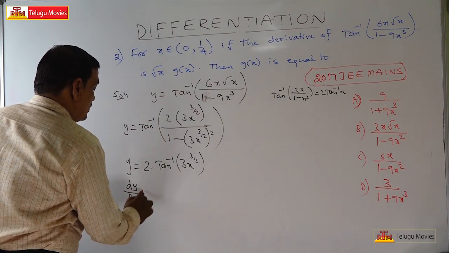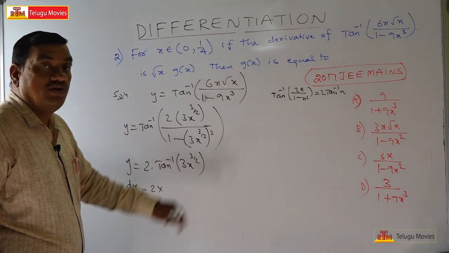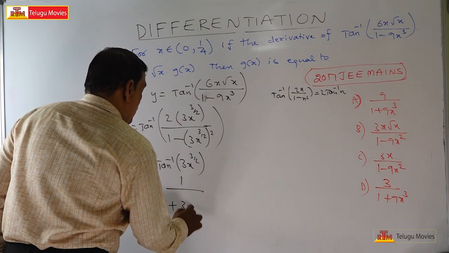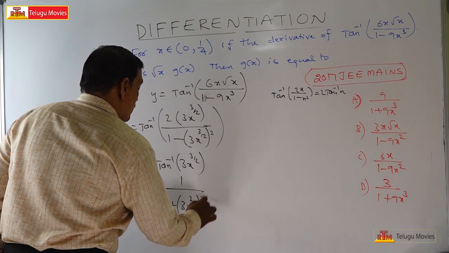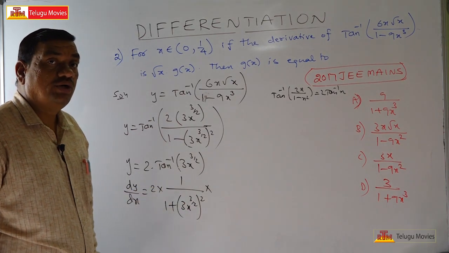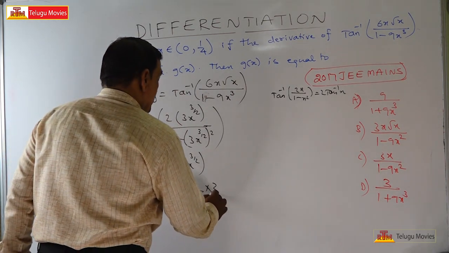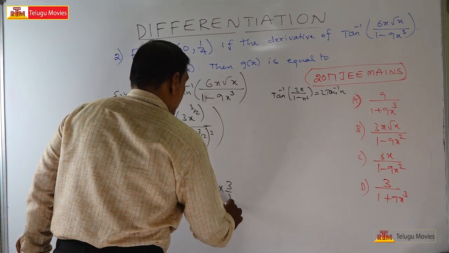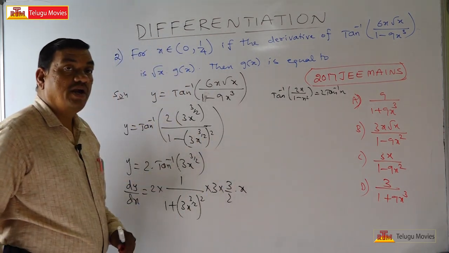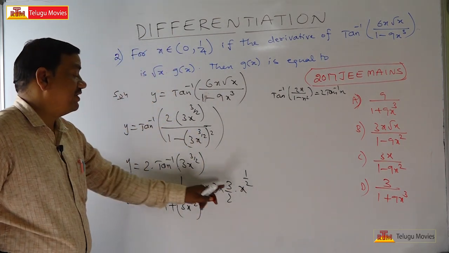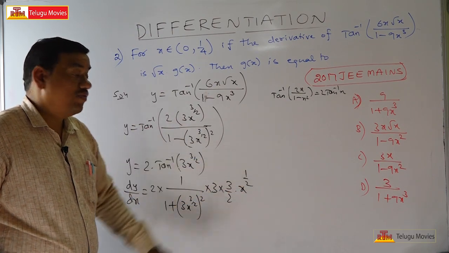dy by dx is equal to 2 times the derivative of tan inverse of x, that is 1 by 1 plus (3 into x by 2) whole square, into again the derivative of 3 into x power 3 by 2, that is equal to 3 into x power 3 by 2 derivative, that is equal to 3 by 2 into x power 3 by 2 minus 1, that is equal to 1 by 2. That means the derivative of x power n is n into x to the power of n minus 1.